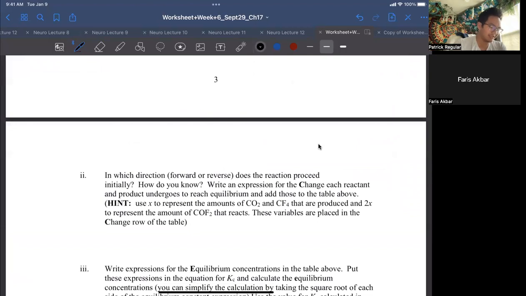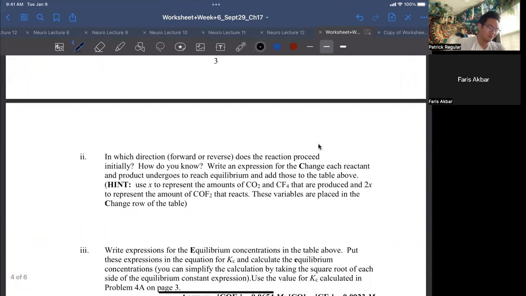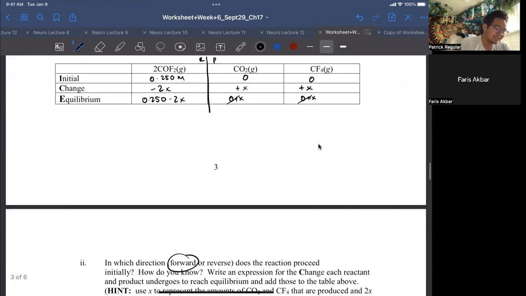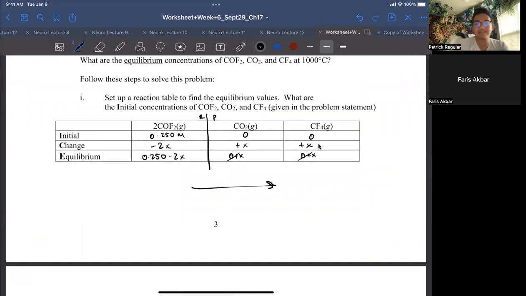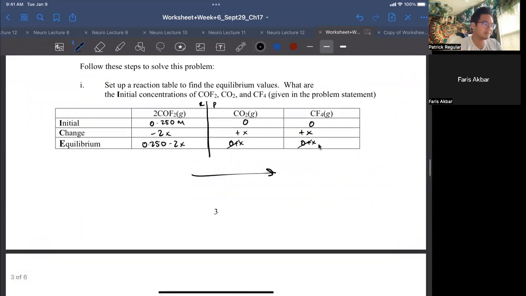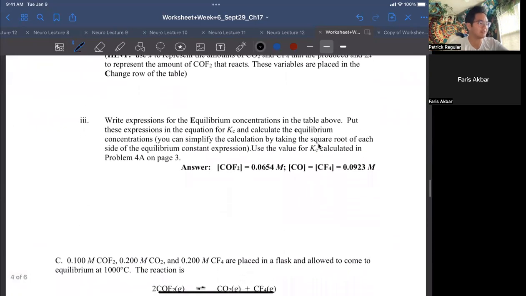Oh, that's what this question is asking. Okay, what direction does it go? Well, it goes to the forward reaction right here, because we have no product. That's the only direction to go. I guess that was simple enough.